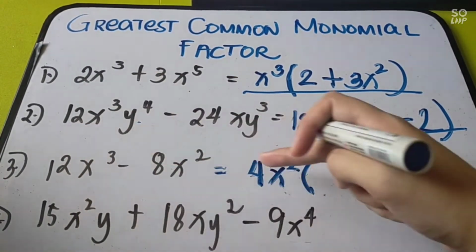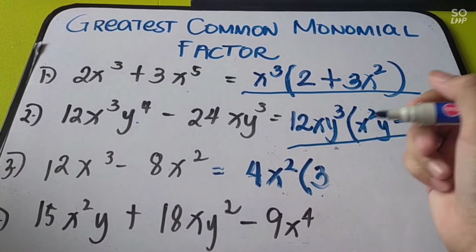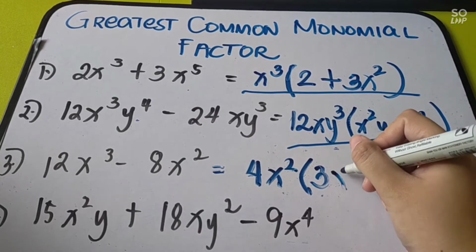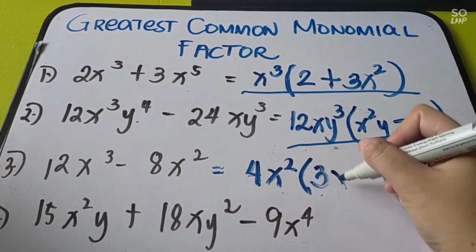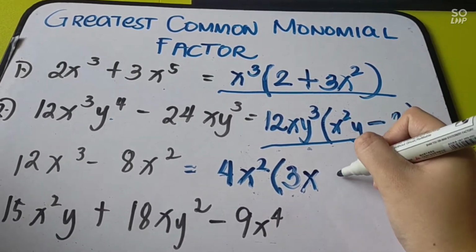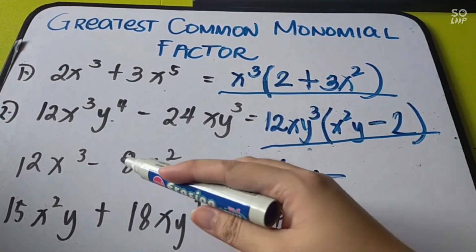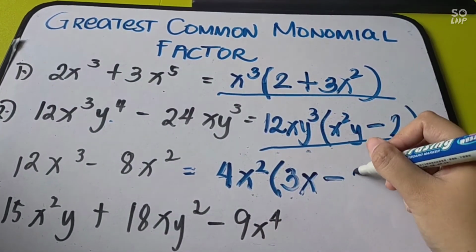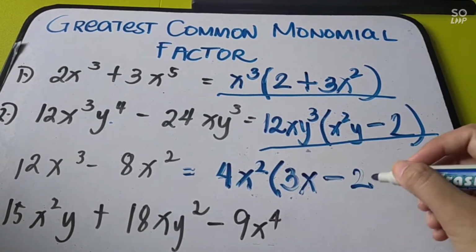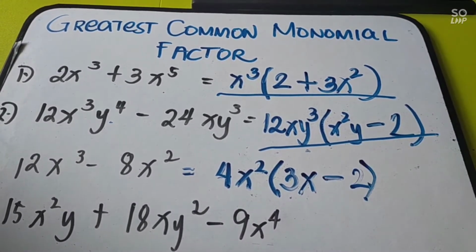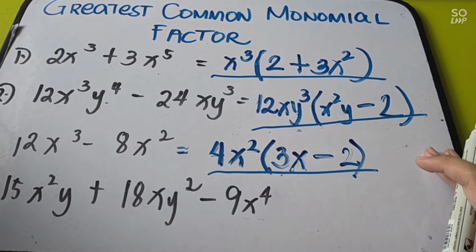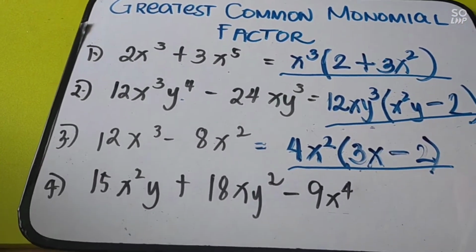Yan. Then, let us divide. We have 12 divided by 4. The answer is 3. Right here, 3. Then, x cubed divided by x squared, just subtract it by 1. So, subtract it, 3 minus 2, the answer is 1. So, 3x na lang. Okay? Diba? Madali na. Then, just copy the sign, minus. Then, 8 divided by 4, the answer is 2. Next, we have x squared divided by x squared, the answer is 1. So, 2 times 1 is 2 pa rin. So, close parenthesis. Tapos na. That's the factor. Alright?